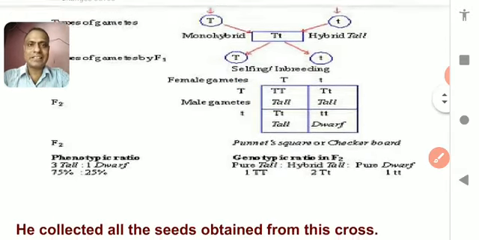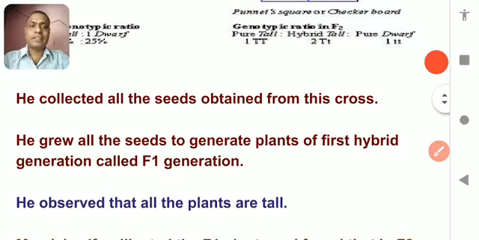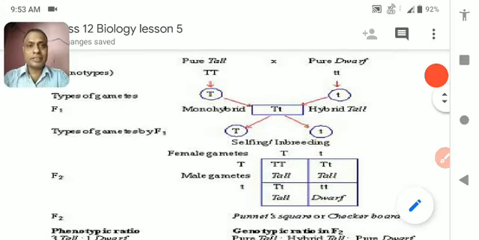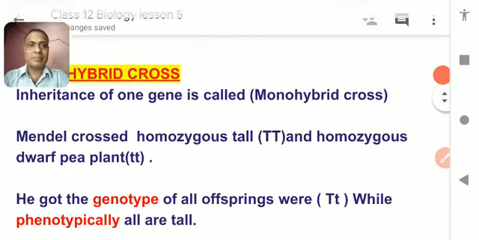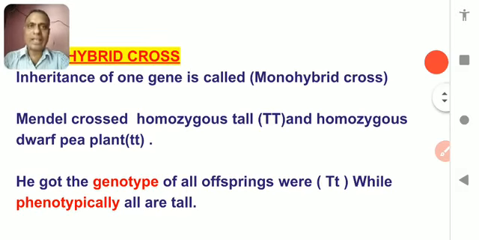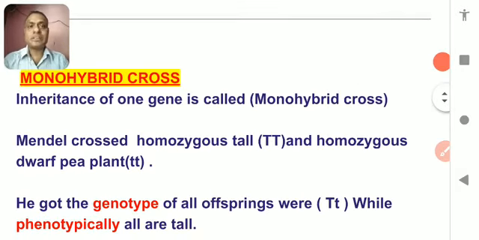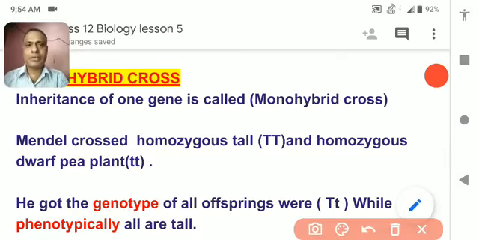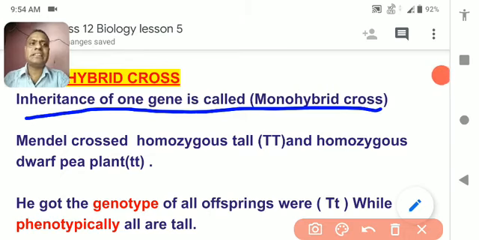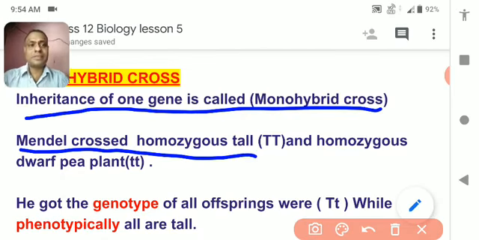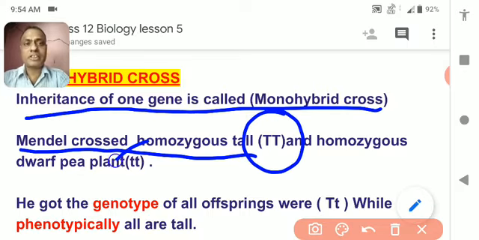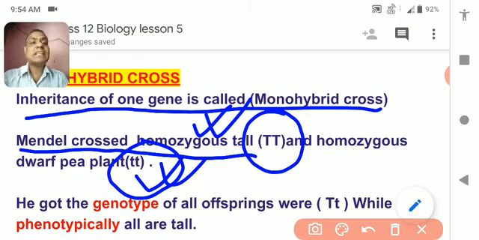Let's study. I am just reading all the lines that are important from here. While I have explained, you should understand each and every line of this topic. So monohybrid cross, inheritance of one gene is called monohybrid cross. Mendel crossed capital T with small t. Both of them are homozygous. Homozygous means looking the same.